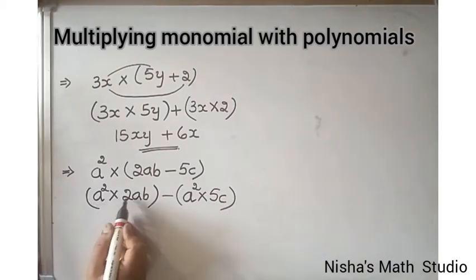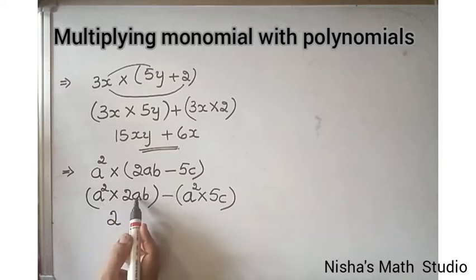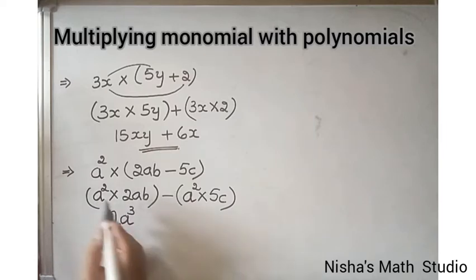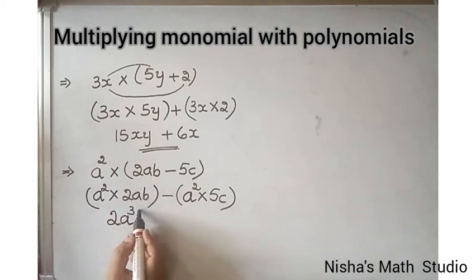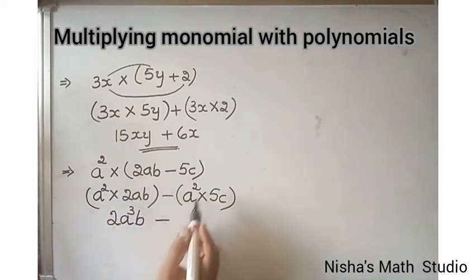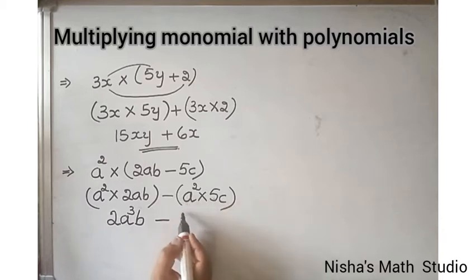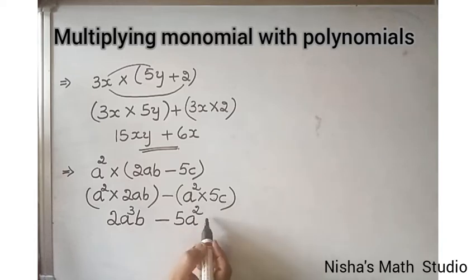Numerical coefficient is 2 and 1. So 2 ones are 2. a square and 1a here. So it is a to the power 3. That is 2 plus 1. b there is only one time. Minus. Here again numerical coefficient is 1. 5 ones are 5. a square and c.